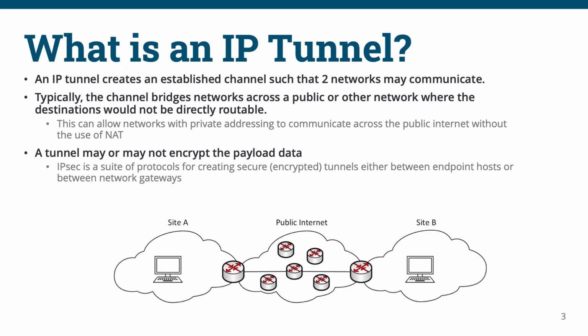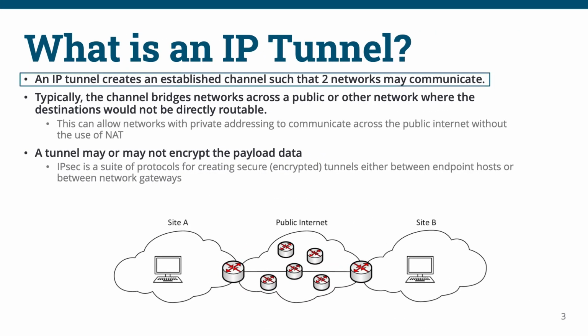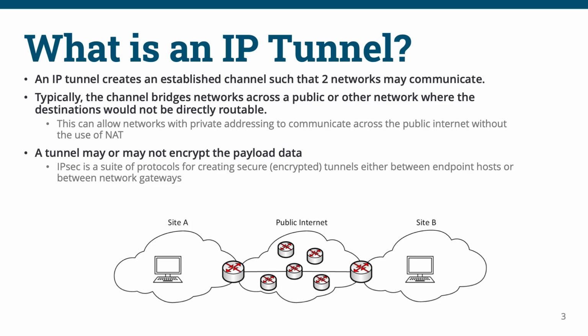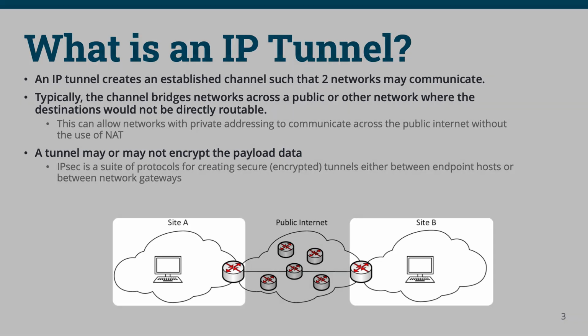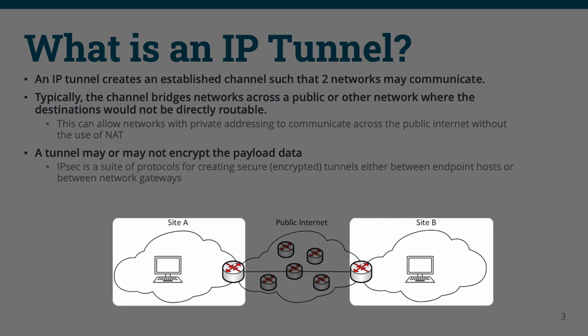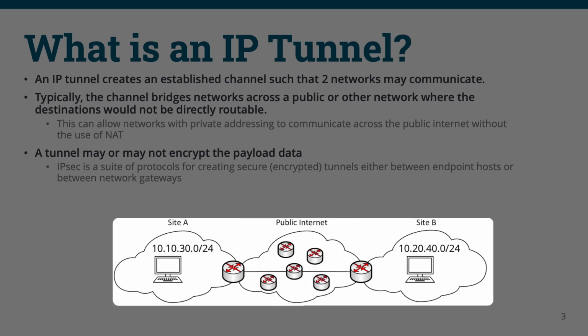At its most general concept, an IP tunnel creates a communication channel such that two networks may communicate. Typically, this is done to allow separate networks to communicate over some intermediate network, where the traffic would not be directly routable. An example of this would be two offices of our enterprise, where private RFC 1918 addressing is used in each office, and they are connected by a public internet service provider.